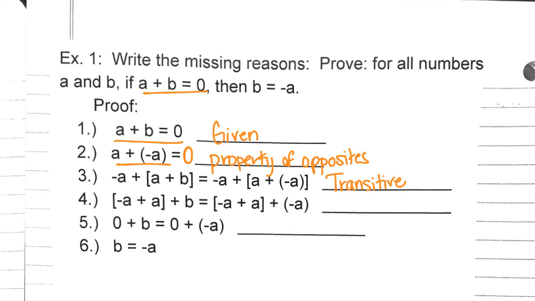All right, from 3 to 4, it looks like what happened is I reassociated. So notice my brackets went from here to here and from here to here. So that is the associative property.